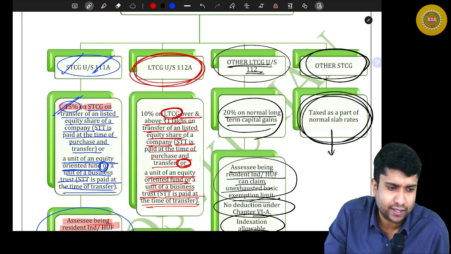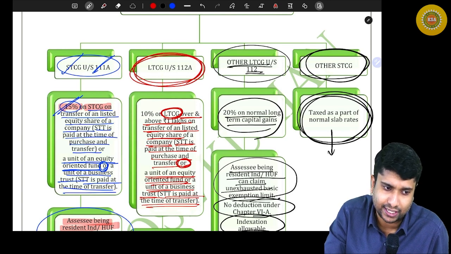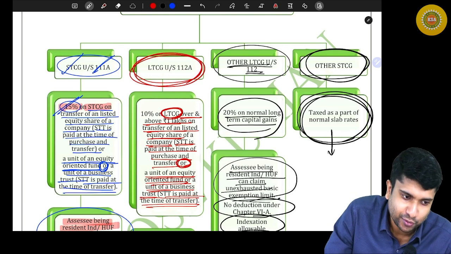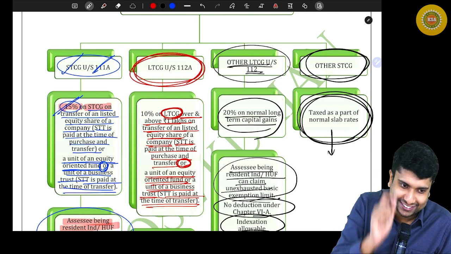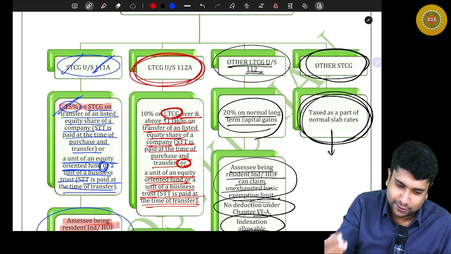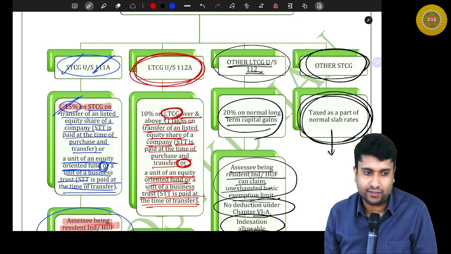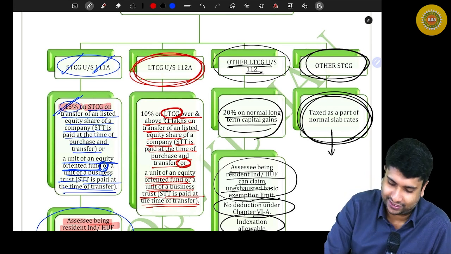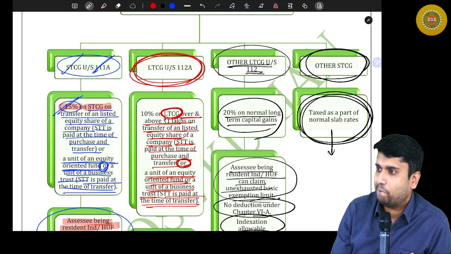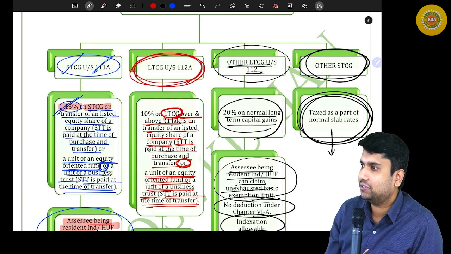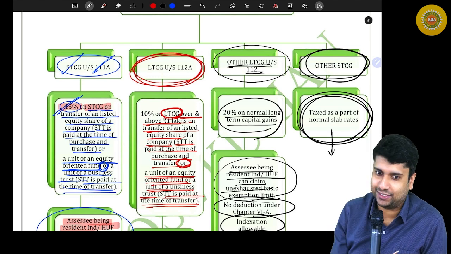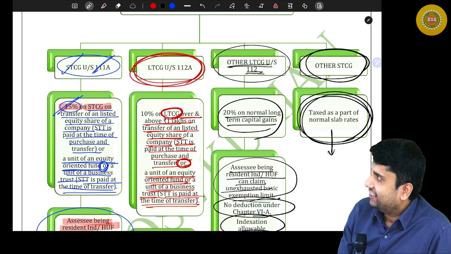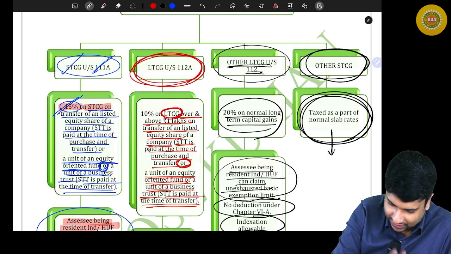Sir, long-term capital gain on listed share without paying STT? Not possible, Maunika. It's not an option for you. If you are trading through a recognised stock exchange, along with the purchase price, you have to mandatorily pay STT. You cannot transfer a listed share without paying STT. It's not a choice. If it were a choice, nobody would pay STT. Why should we pay STT? It is mandatory. So this is how you have to compute the capital gain.